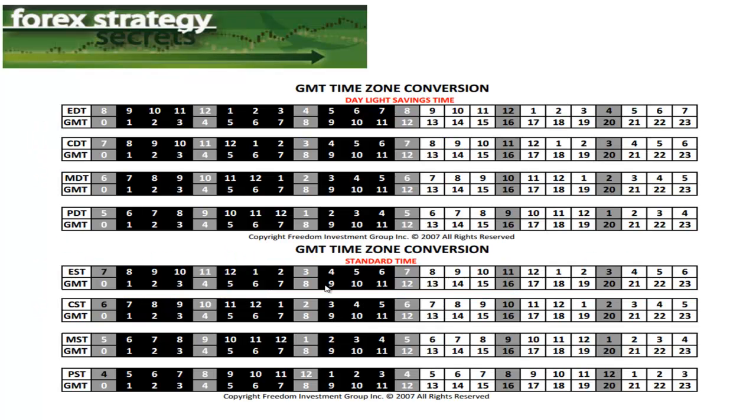I've done this based on U.S. time zones only. Daylight Savings Time and Standard Time. Right now we're on Daylight Savings Time. I happen to be in Mountain Time. So I just use this one bar right here. I printed that off, I cut it out, and I paste it right on the top of my monitor.